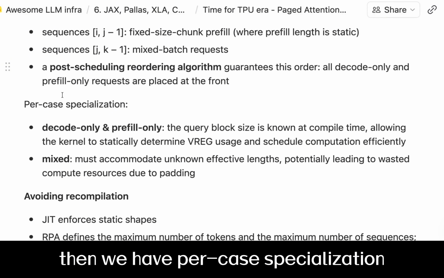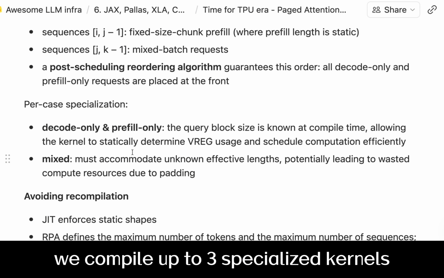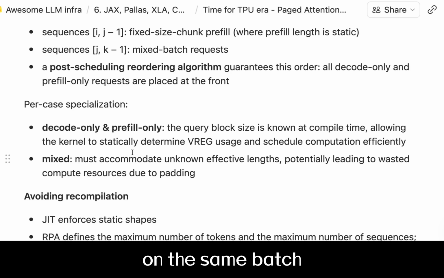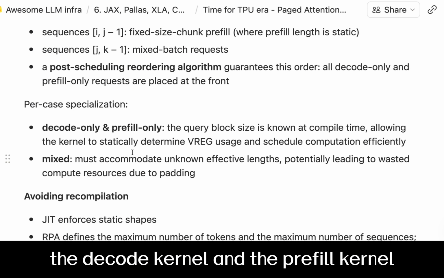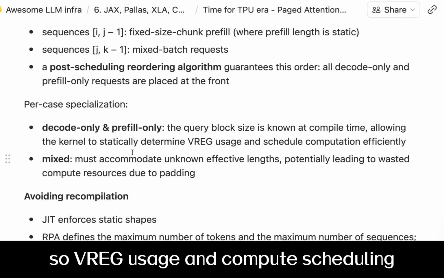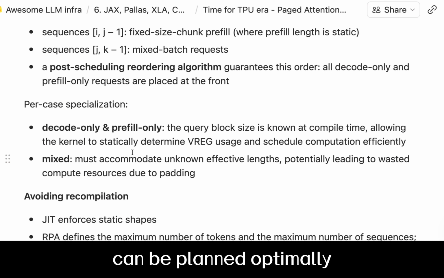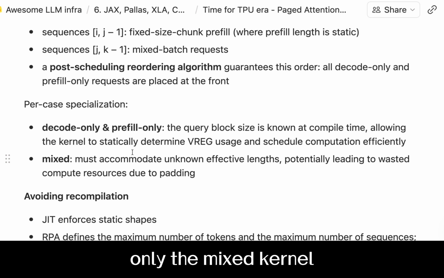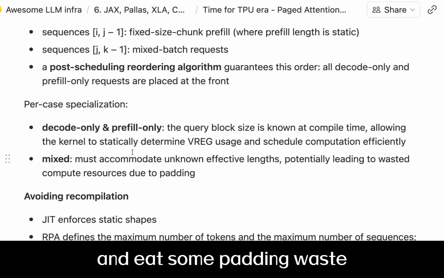Then we have per-case specialization. We compile up to 3 specialized kernels and run them back-to-back on the same batch. The decode kernel and the prefill kernel know their query block size at compile time, so VREG usage and compute scheduling can be planned optimally. Only the mixed kernel still has to leave room for unknown lengths and eat some padding waste.